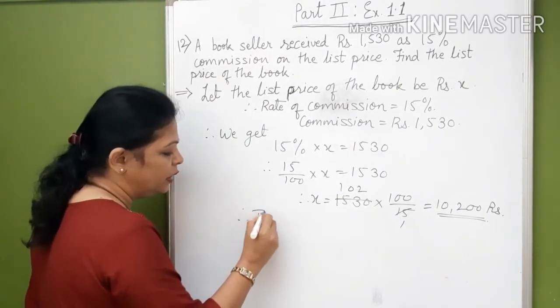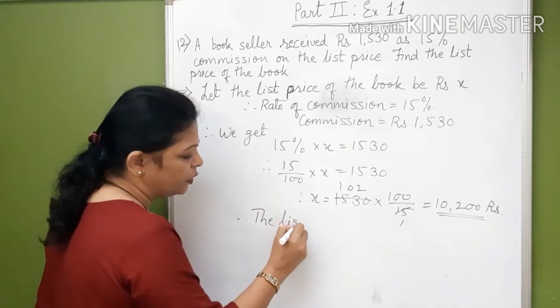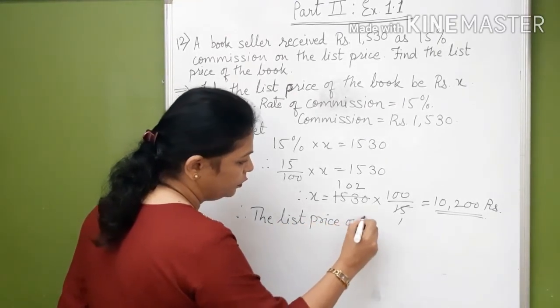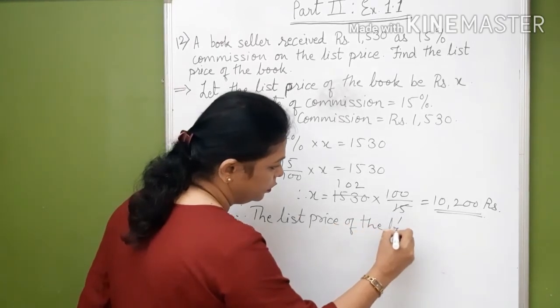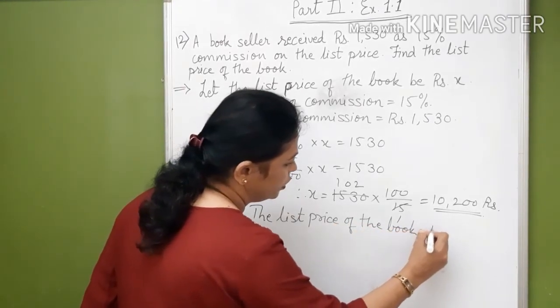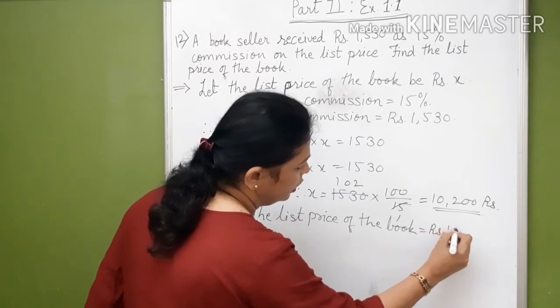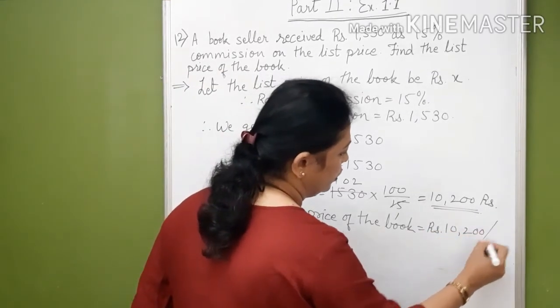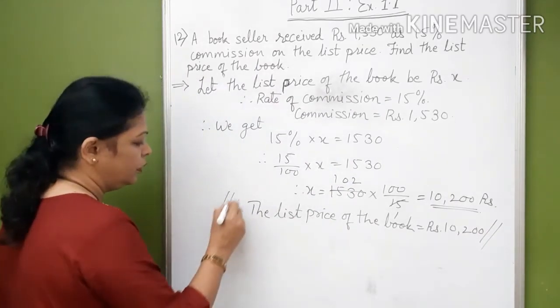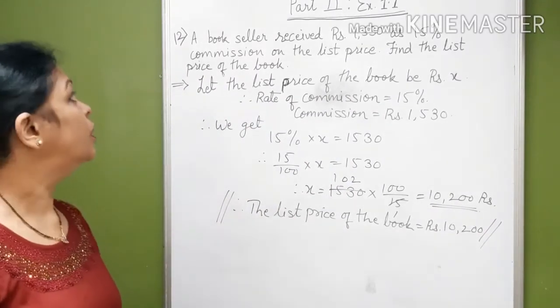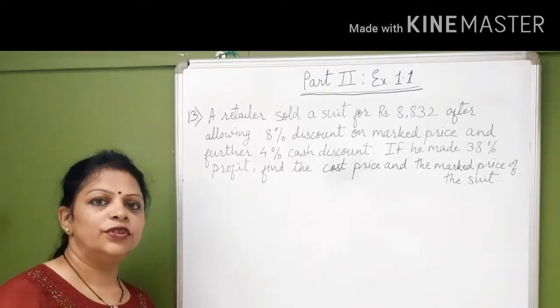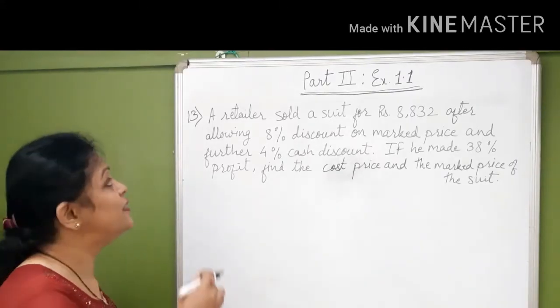Write the final answer. The least price of the book is equal to rupees 10,200. So that's all. That completes your 12th sum. So let us start with the 13th sum.